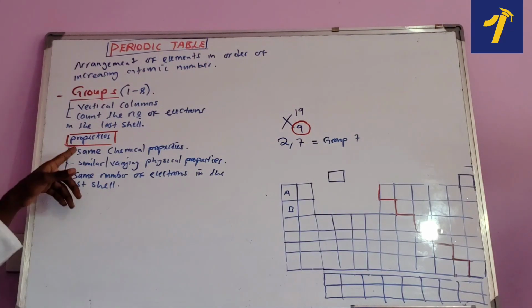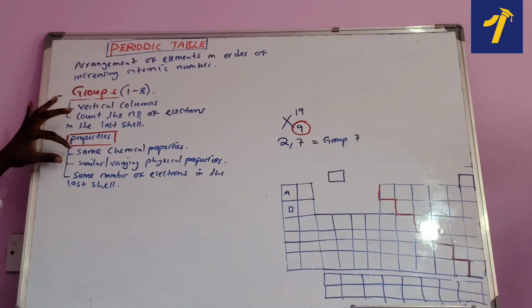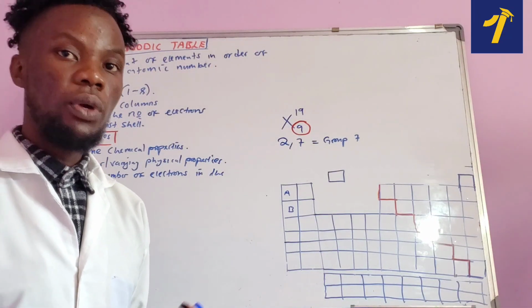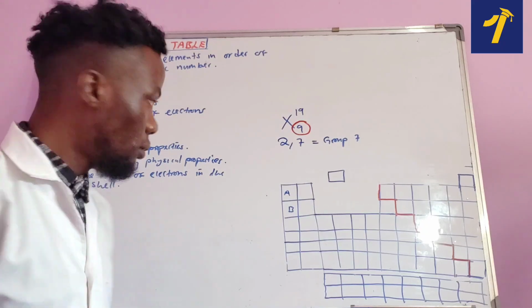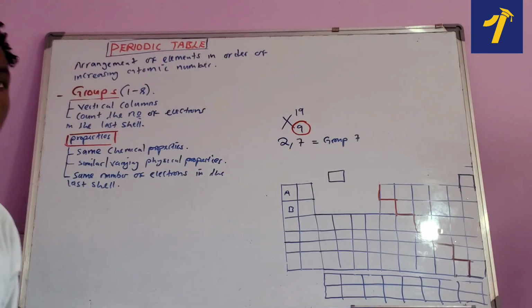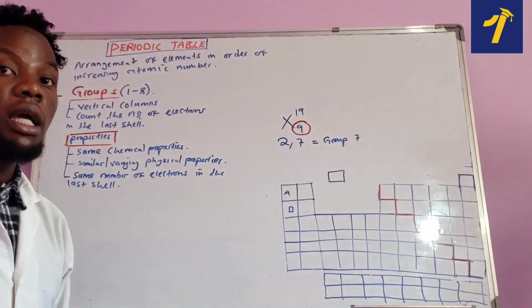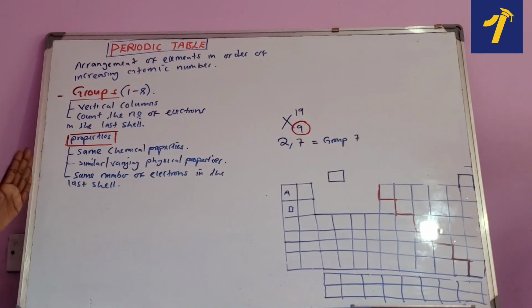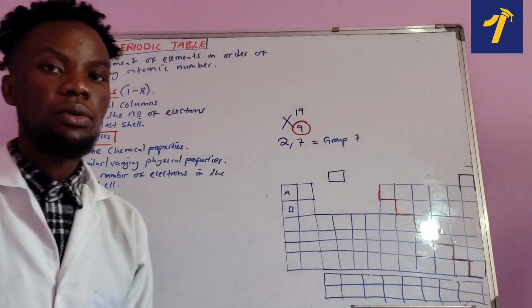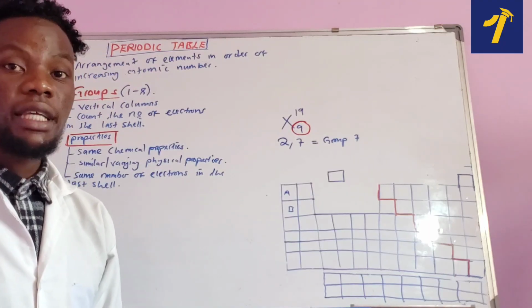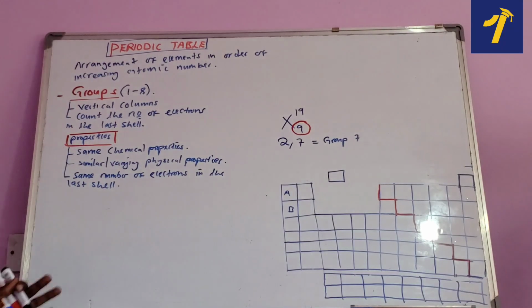And groups are going to have certain properties. They've got the same chemical properties, which simply means that they react similarly with other atoms. Okay, then if you look at the physical properties, they vary. I gave you a good example of a physical property, which is the boiling point. It's going to vary in the same group. Then what else? They are going to have the same number of electrons in the last shell, like I gave you in the previous example there. Okay, if you count the number of electrons in the last shell, they are going to have the same number of electrons. So that's about the groups.